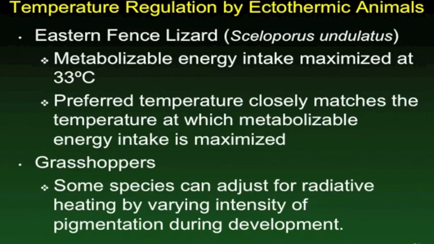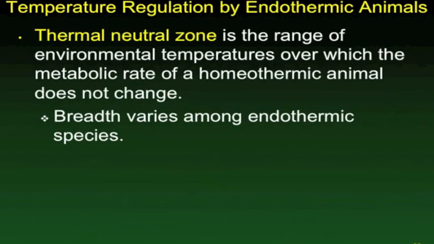Next, we switch over to the endothermic animals and plants. And here we're talking about creatures who produce heat internally through the process of metabolism. And so the digestion of food gives off heat.